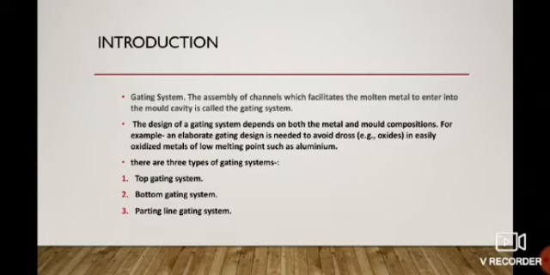Gating system: the assembly of channels which facilitates the molten metal to enter into the mold cavity is called the gating system. The design of a gating system depends on both the metal and mold compositions. For example, an elaborate gating design is needed to avoid dross, for example oxides. In easily oxidized metal of low melting point such as aluminium, there are three types of gating system. First one is top gating system, second one is bottom gating system, and last one is parting line gating system.